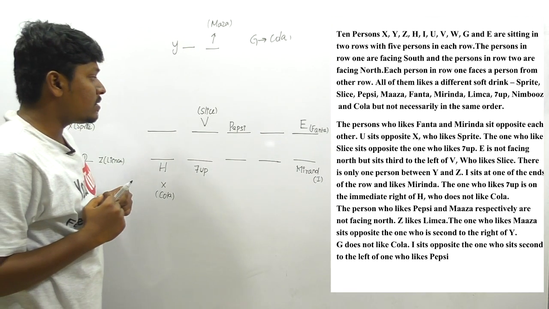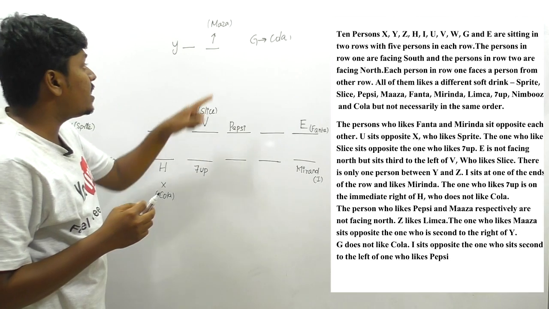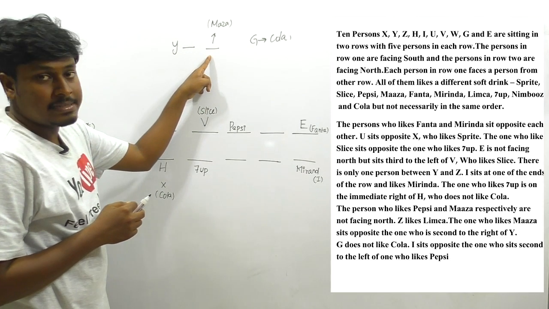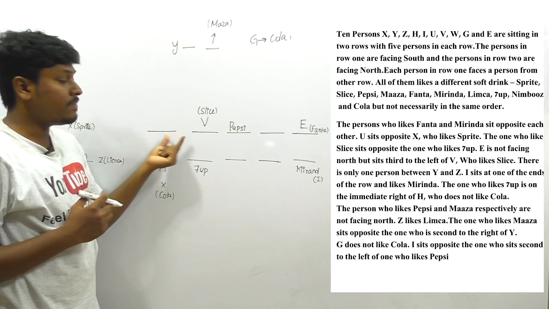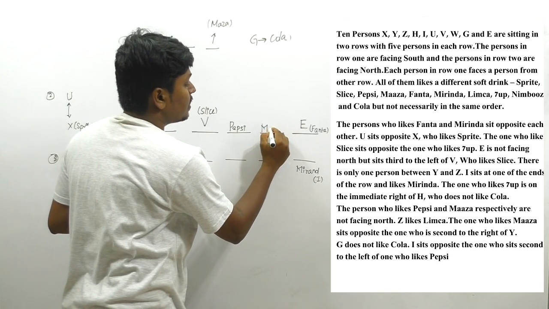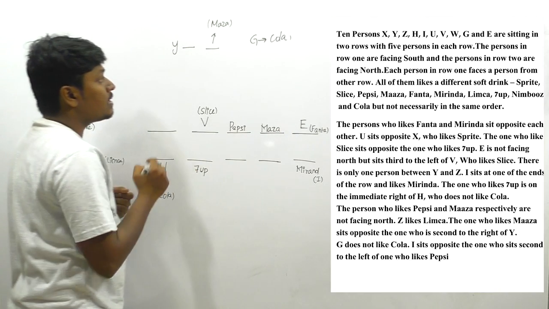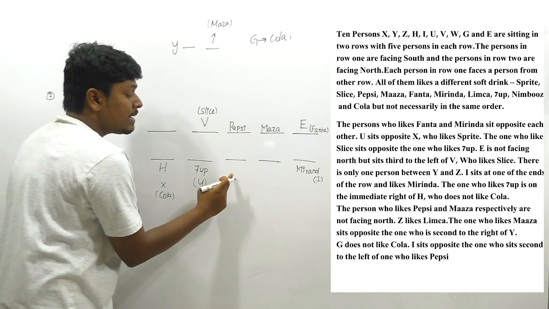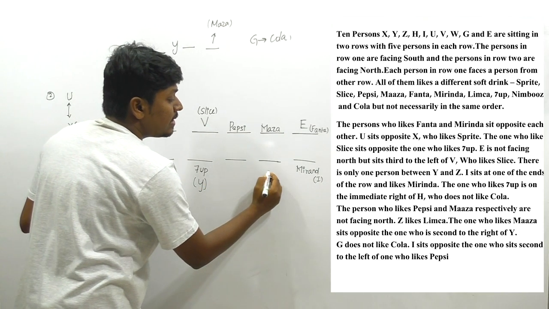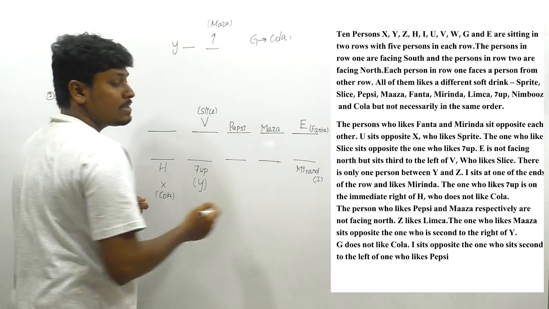Right now our target is to fill the remaining, friends. We already know that the person at the second place on Y's right hand side is facing Maaza. We can't place Maaza here. Definitely Maaza should come here, right? No other possible way. If Maaza comes here, then on Y's right hand side, I can say that Y should be 7up, second place, 1, 2. So definitely this place, and E should be facing the Maaza, right?